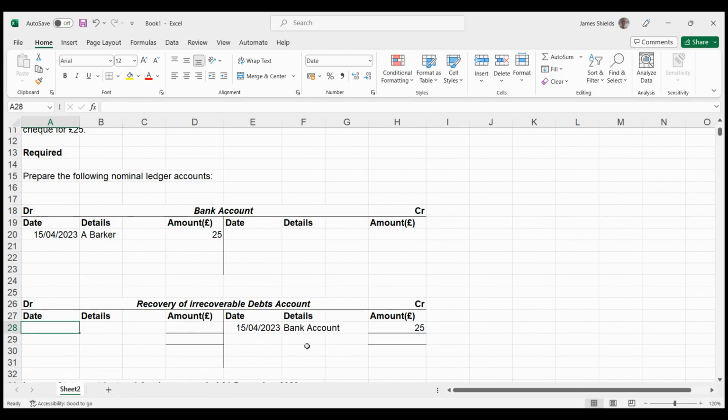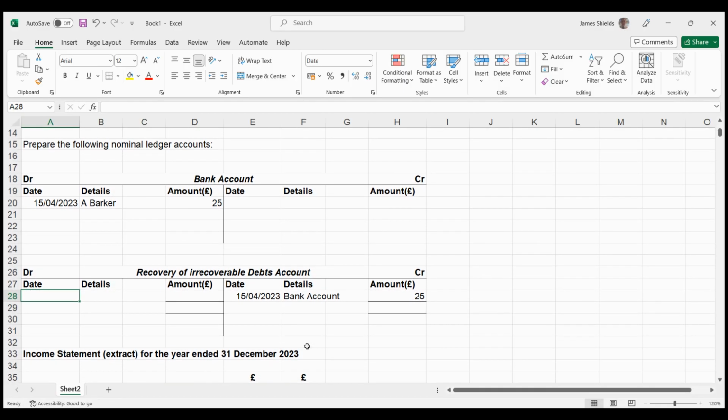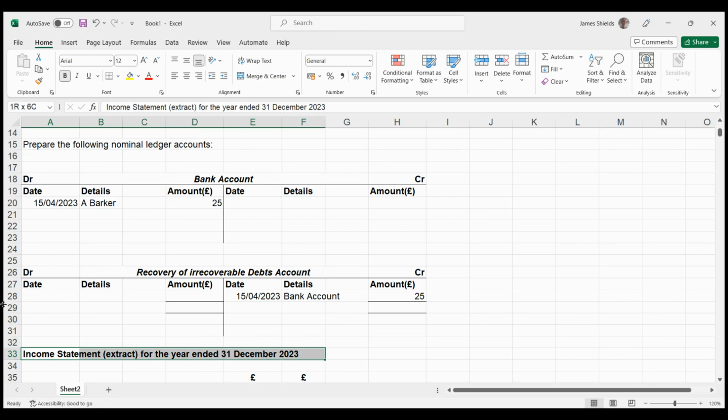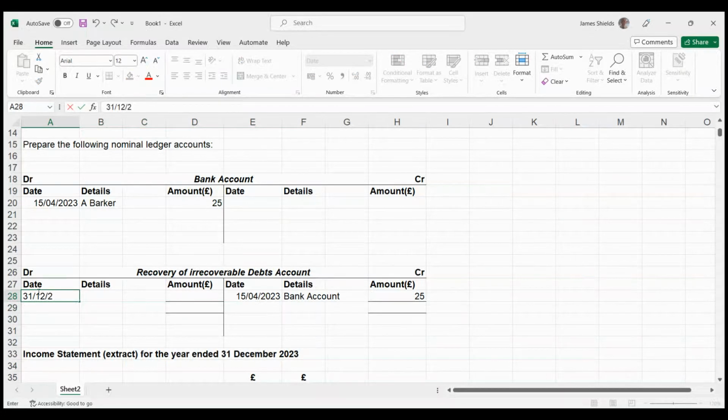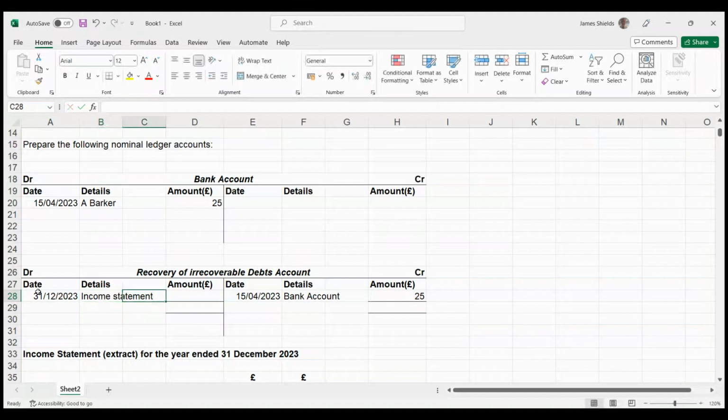Now, our year end, as I've got below, income statement extract for the year ended 31st of December 2023. So that means at the end of the year, on the 31st of December 23, I'm going to transfer to the income statement the £25. Now we just tidy up our irrecoverable debts account. The two sides must total the same amount, as you know. So the debit side is £25 and also the credit side is. So there's no balance carried down here.